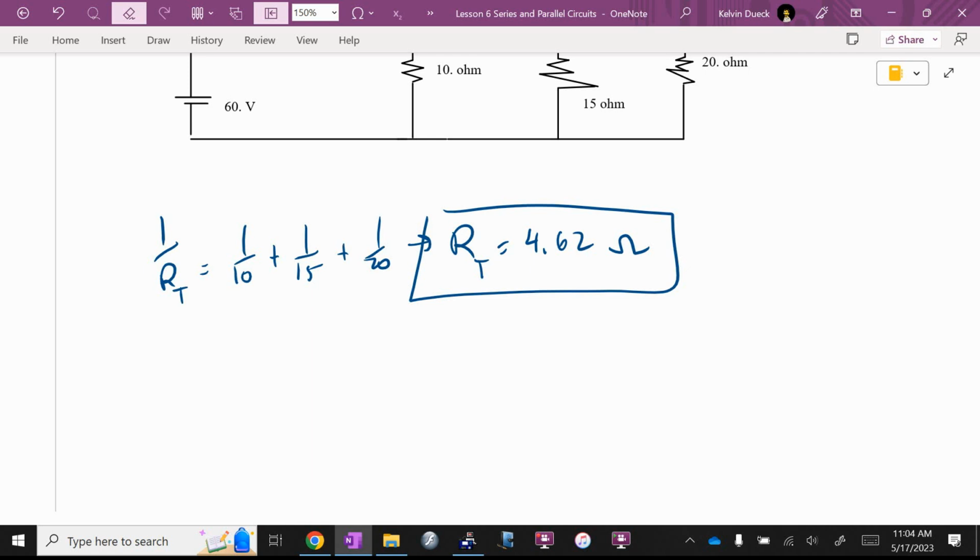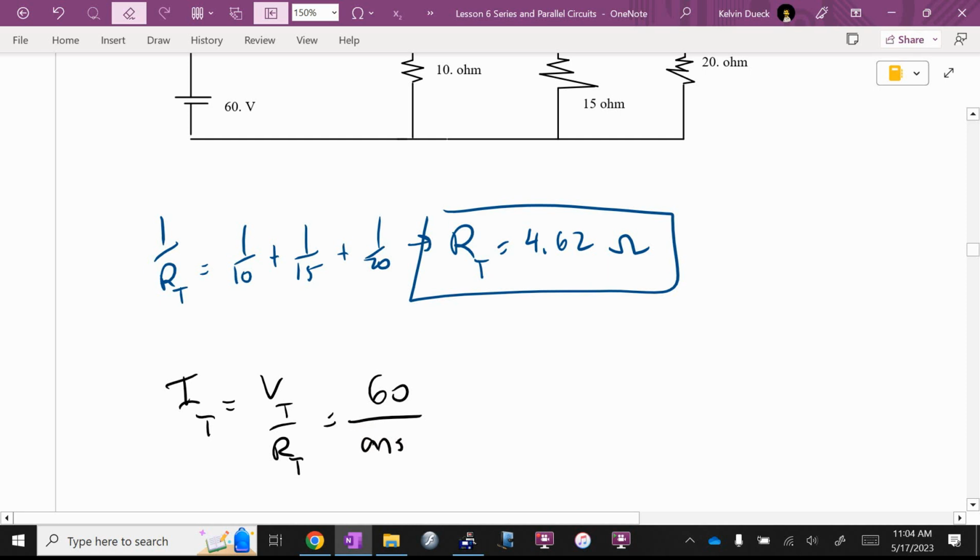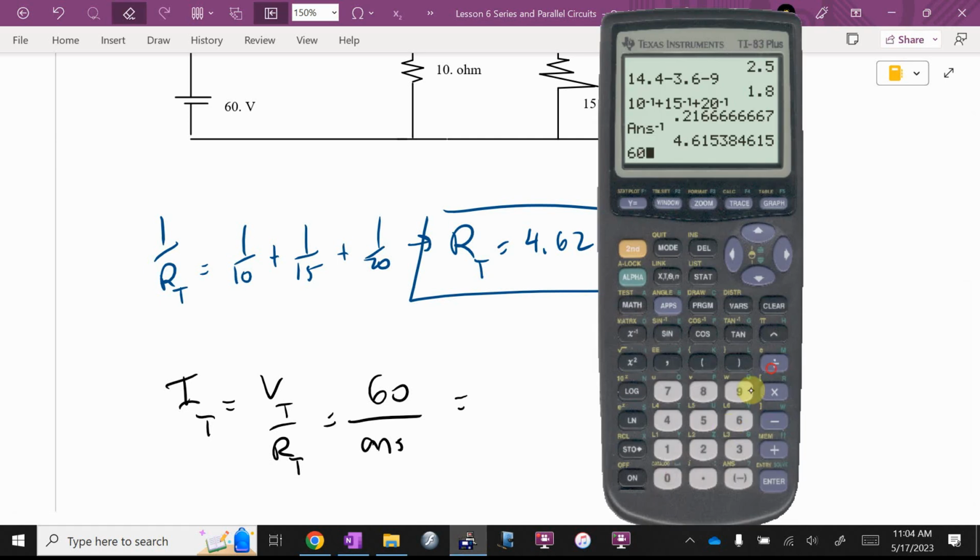Okay, what's the next thing they wanted me to find? Oh, that's V total over R total. 60 over, I'm just going to use the answer, but 4.62. Oh, this works out bang even, doesn't it? Try it. Oh, sorry, I did the answer. 60 divided by 4.62, it's 13 amps, right? That's nice. I'll take that.